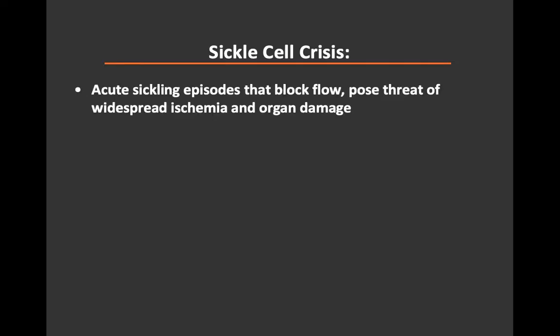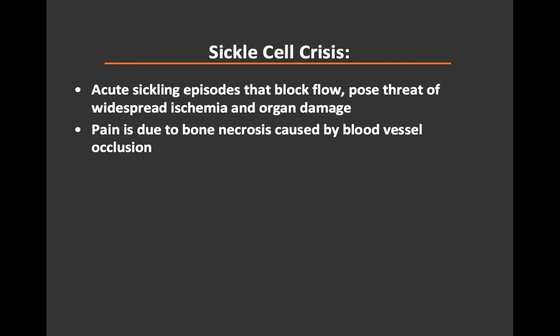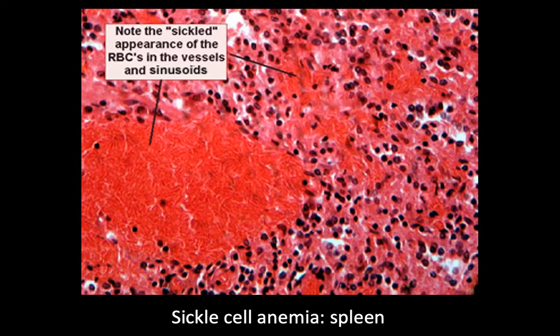There's also something called sickle cell crisis, and this is where you get an acute sickling episode that blocks blood flow, and it can pose a huge widespread threat to our body because there's ischemia that leads to organ damage, and then pain is due to lack of oxygen, which then leads to necrosis. And that necrosis can be in multiple organs, including the bones. And these are the sickled cells within the spleen.